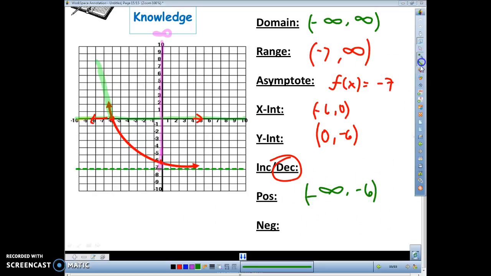And when is my function negative? It's negative when it's below the x-axis, starting at -6 all the way out to infinity. So from -6 to infinity, it is negative.